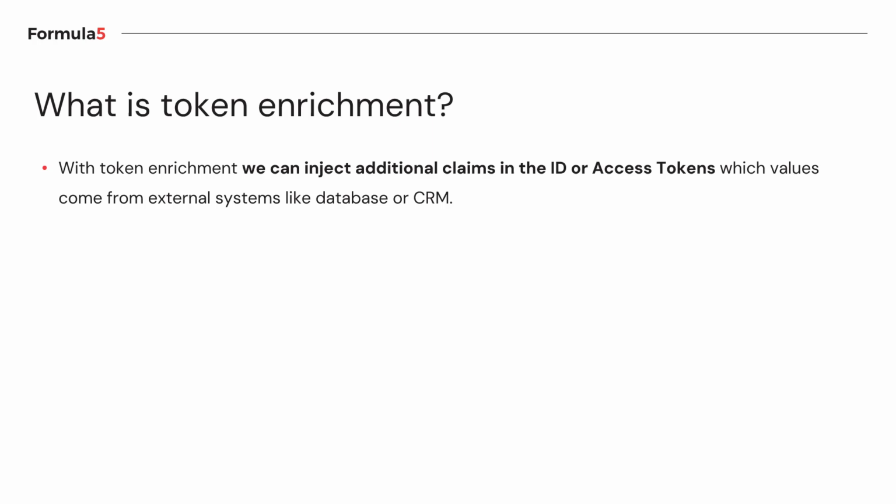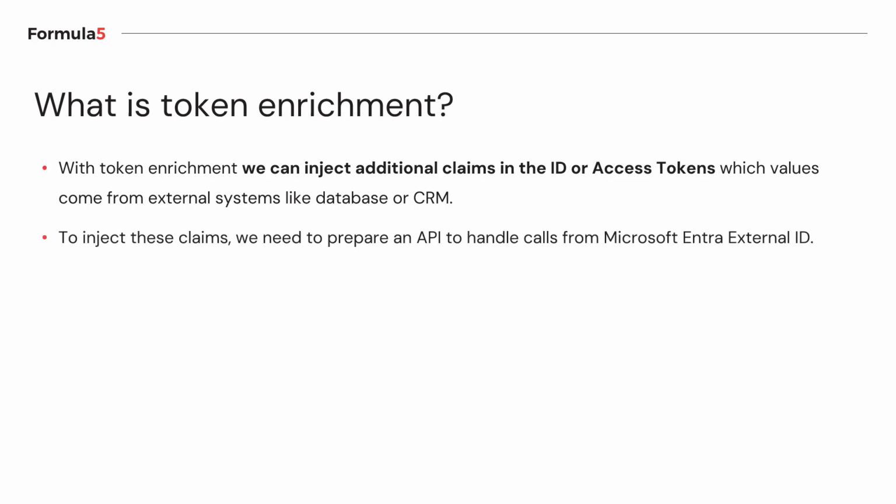And values of those claims can be grabbed from a CRM system, some external database, some external API, some external system, and so on. So it means that during user authentication, we are able to call an external system and grab some data and include this data directly in the ID or access token returned to the application.